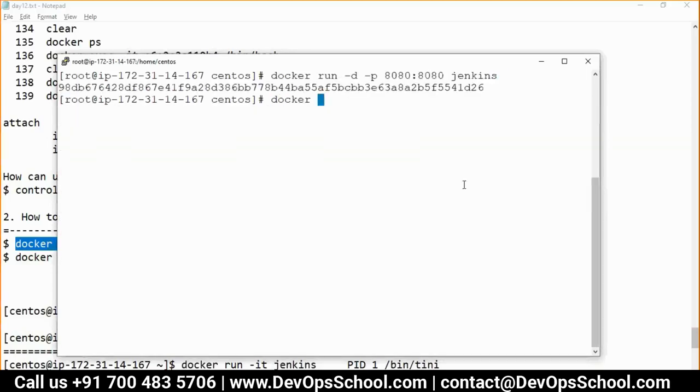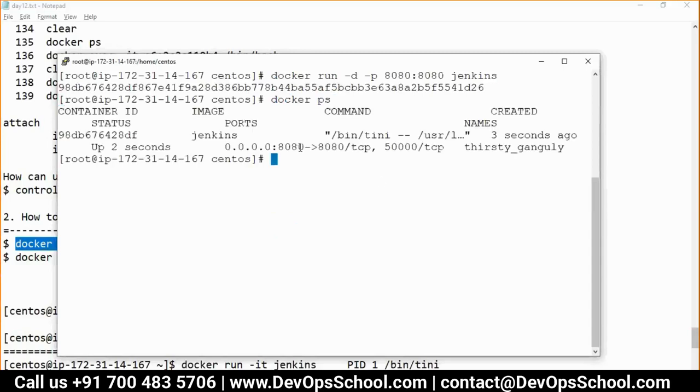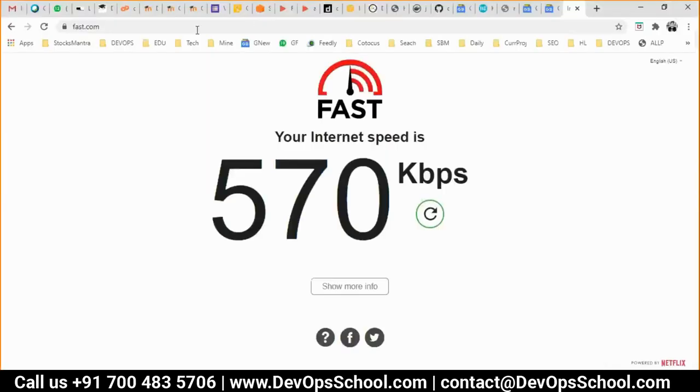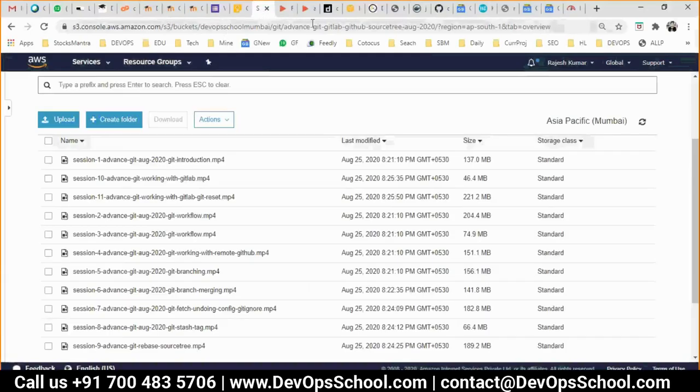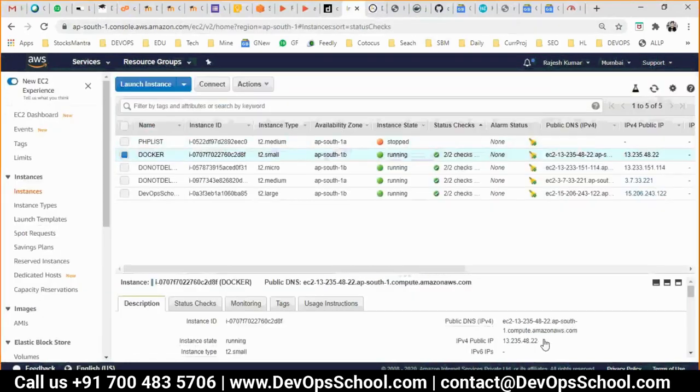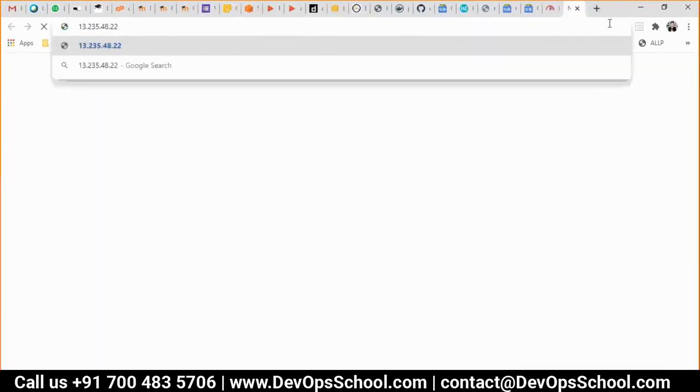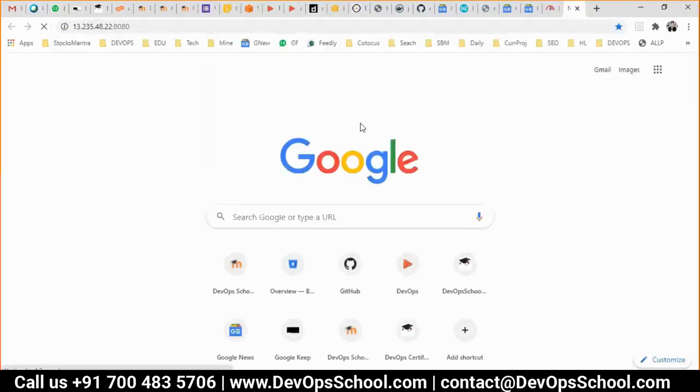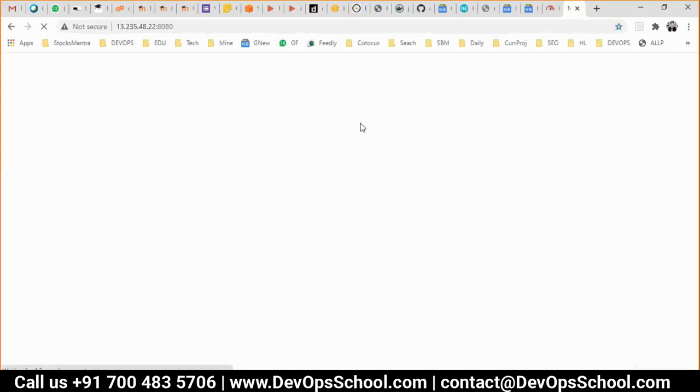See here. Now look at it very carefully, from outside to inside of this container. So can I access it? I forgot my IP address. So let me see, where is my IP address? Here it is. And 8080 port. Remember 8080 port. And the IP address of the node, in your case, the IP address of your CentOS VM. Here it is.